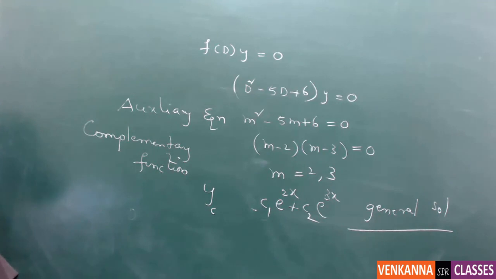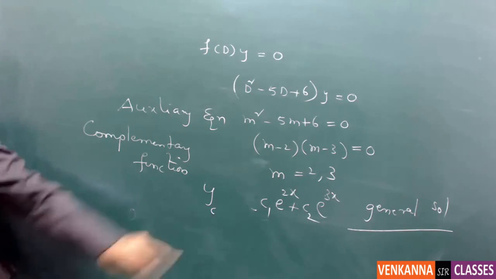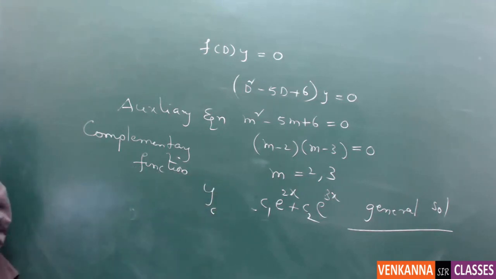They will be determined if the additional condition is given in the problem. So to determine C1 and C2, if any input is given in the problem, we are going to find it. Otherwise, this is the final answer. Okay? Is the procedure clear?